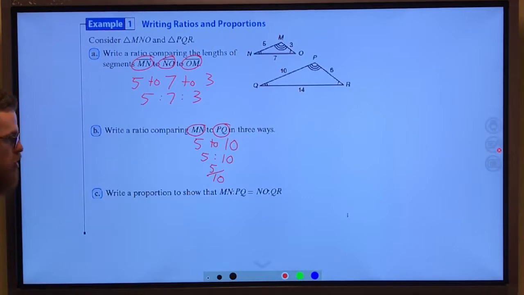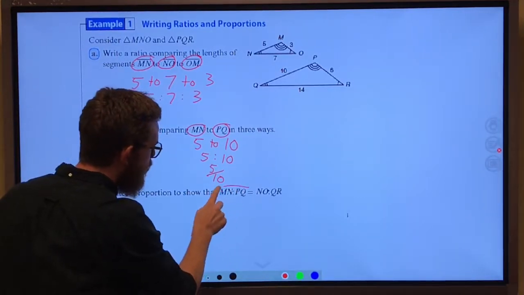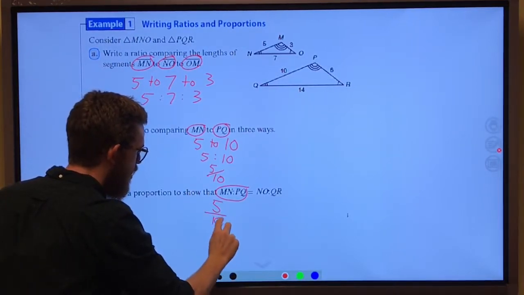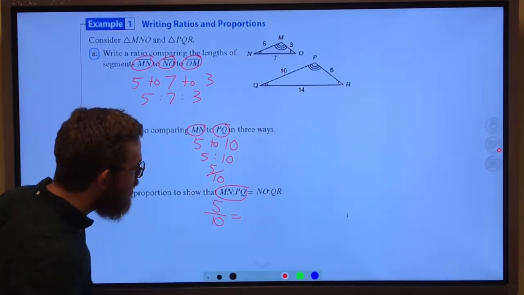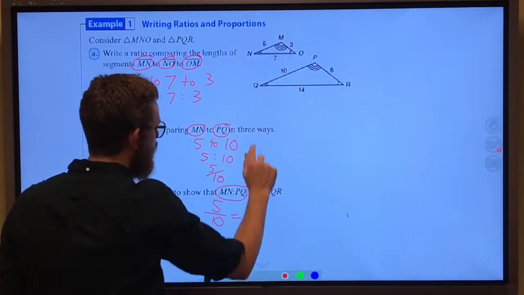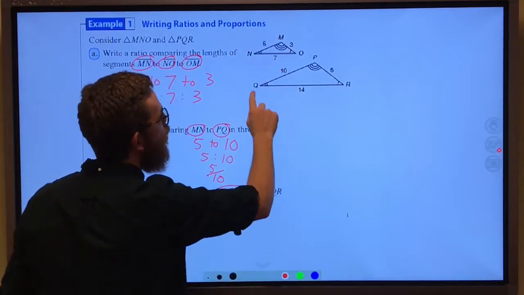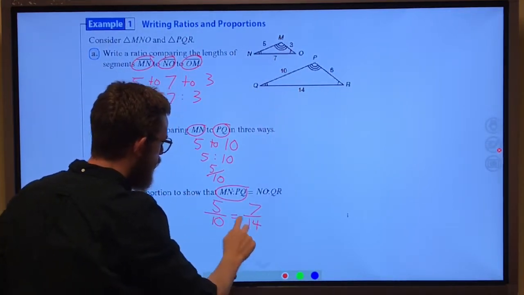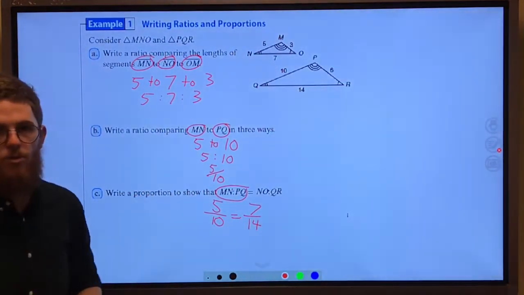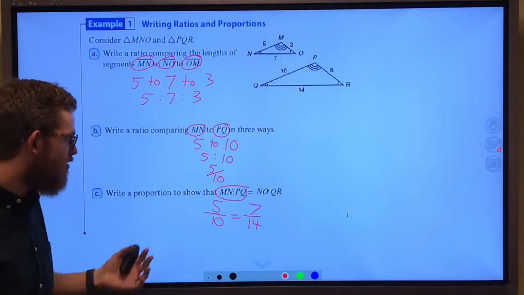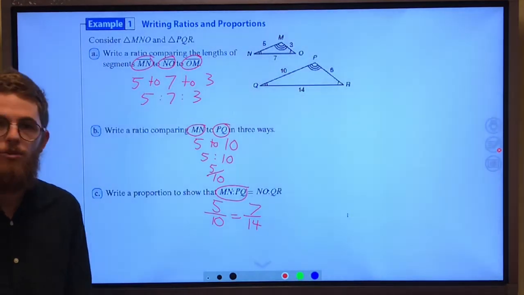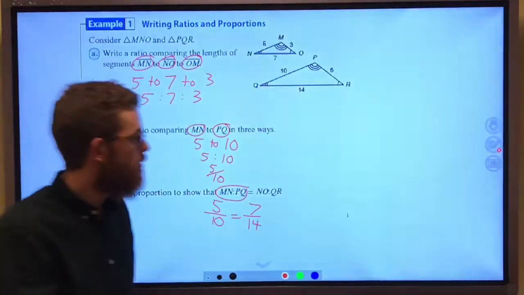Finally, write a proportion that shows that MN to PQ, we've already written that, that's 5 over 10, is going to be equal to NO to QR. NO is 7 over QR, which is 14. Well, notice how both of these reduce to be a half. The value in the numerator is half of the value in the denominator. So yes, this is a true statement. This is a proportion, because we can set those two ratios equal, and it is a true statement.